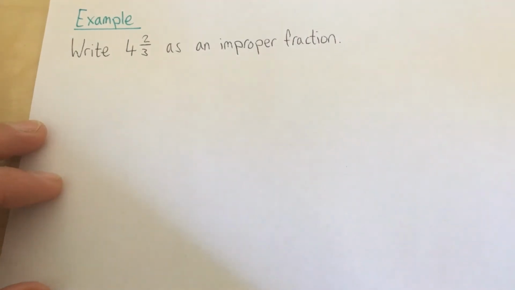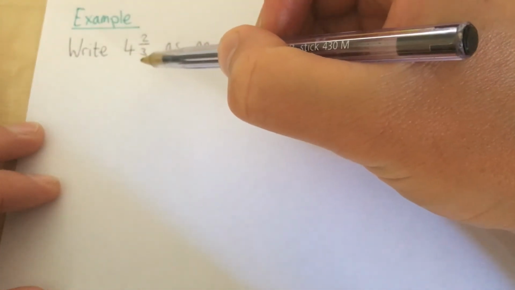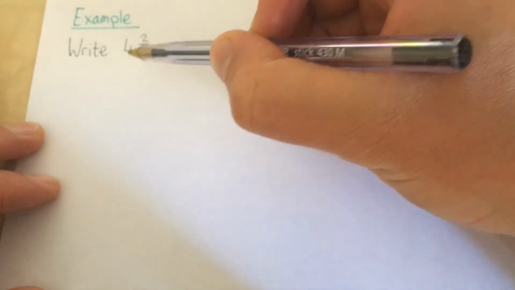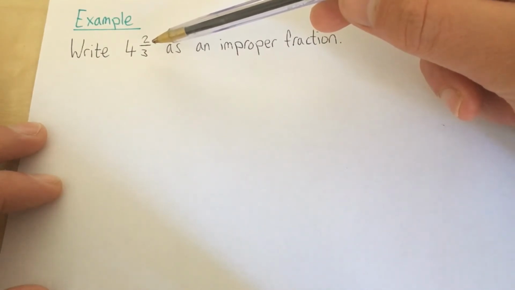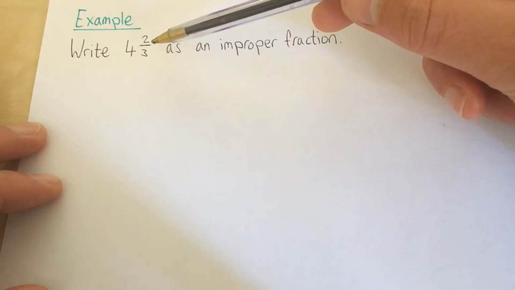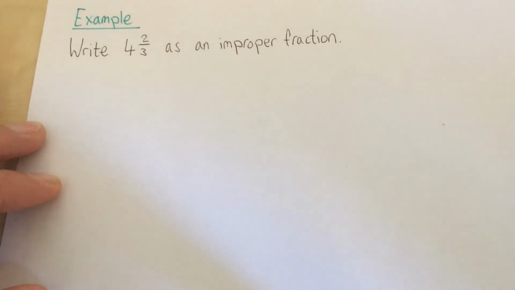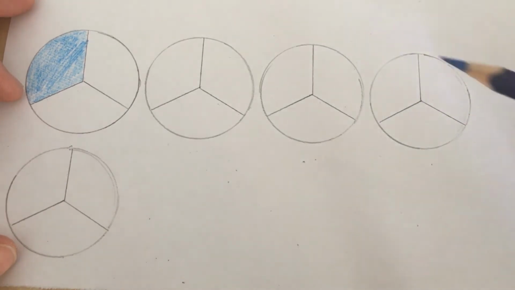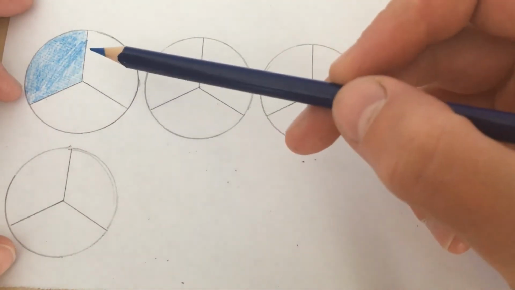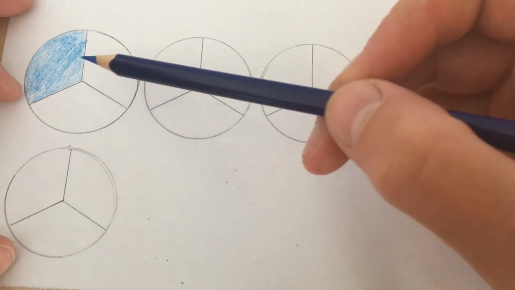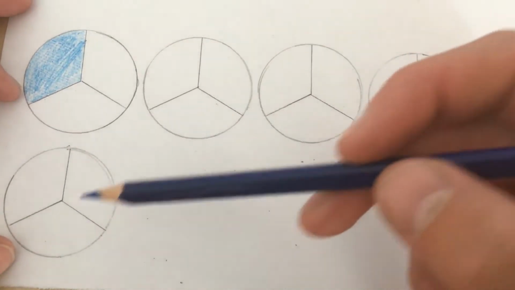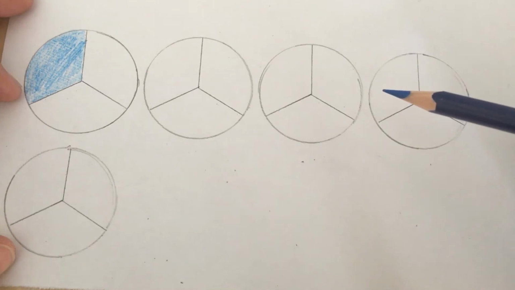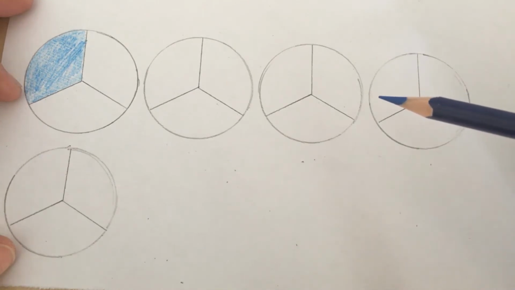Here's an example. Write 4 2/3 as an improper fraction. 4 2/3 is a mixed number. We have an integer part, that's 4, and we have the fraction part, that's 2/3. Let's go to a diagram to see this more clearly. Here we have 5 pizzas, each cut into 3 sectors as 3 shapes the same size. And we've got 1, 2, 3, 4, 5 whole pizzas. Well, what does 4 2/3 look like?